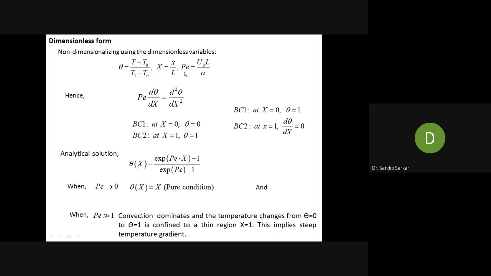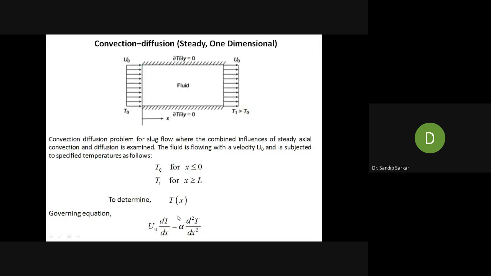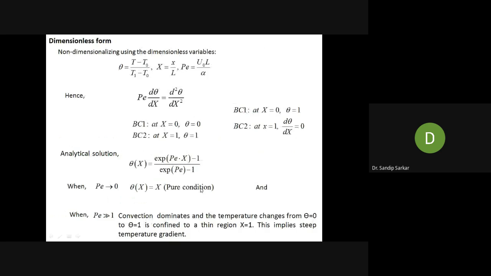Now we are defining a dimensionless number. If you introduce the dimensionless parameters into the governing equation, you will see another dimensionless parameter will be coming, that is u naught L by alpha. Basically that is called the Peclet number, Peclet number or Peclet number, whatever you call. This is the Peclet number.